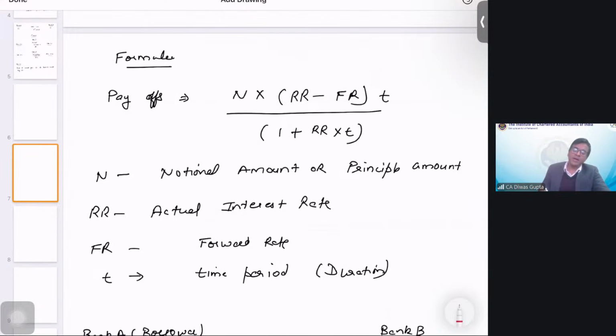If we see, N means the notional amount or principal amount. Why are we calling it a notional amount? The reason is that in most cases, FRAs are settled on a net basis. If they are settled on a net basis, the amount of principal is neither given nor taken. Hence, we call it a notional amount or a reference amount at which the amount is calculated. Clear?